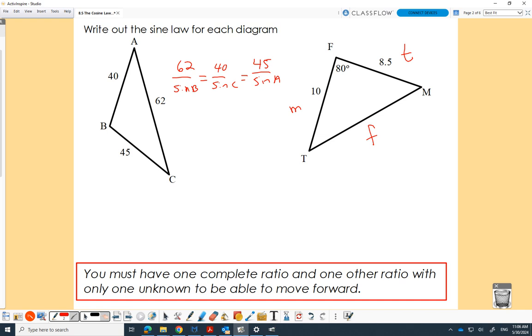So if I try and write out sine law here, I get 8.5 over sine T. I don't have both. Or I can do F over sine 80. Oh, yes. That's what cosine law is going to be. 10 over sine m. Do you see? It sort of looks like I almost have a pair, but I don't have a pair. Sine law needs a pair.